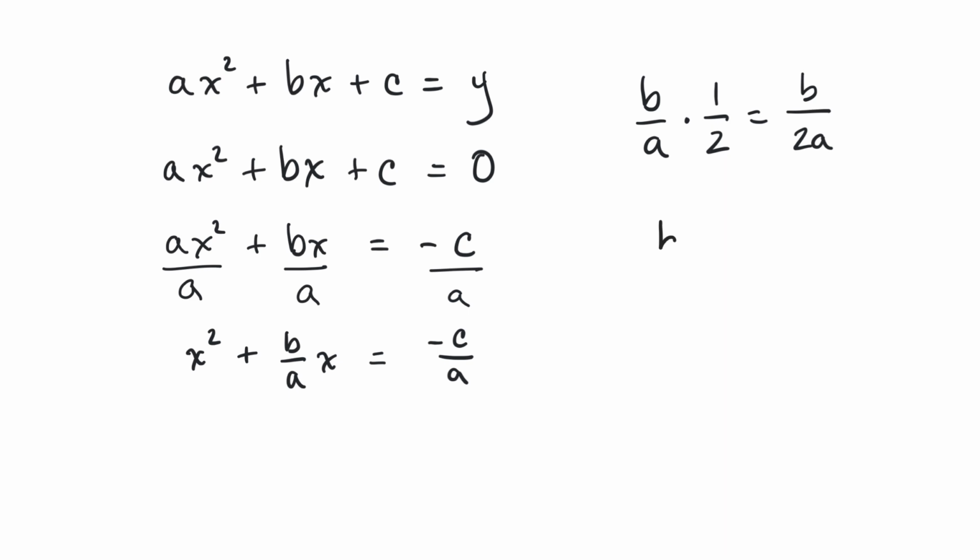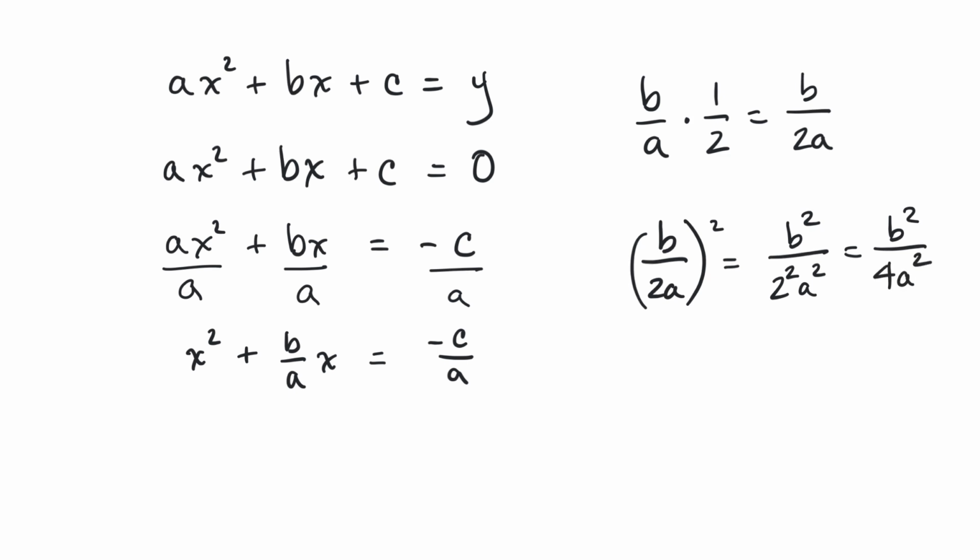So b over 2a squared would give us b squared over 2 squared times a squared, which is just b squared over 4a squared, just like that. So we're going to add that to both sides. So this is now x squared plus b over a times x plus b squared over 4a squared. And we have to add that to both sides.